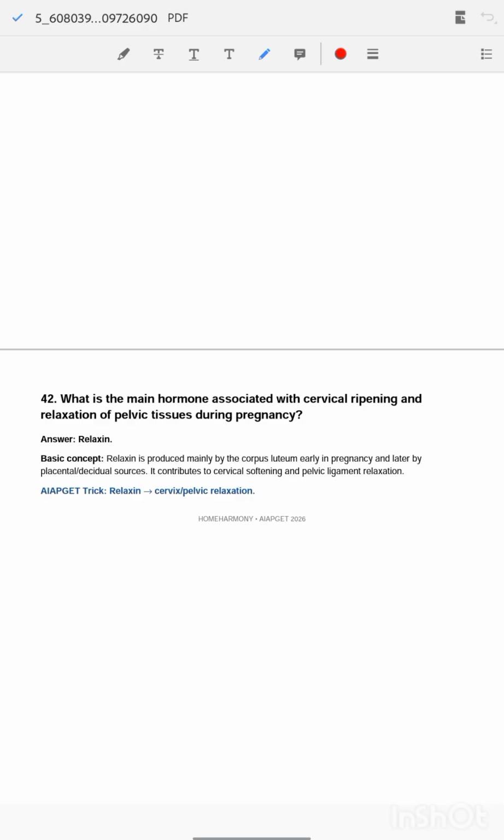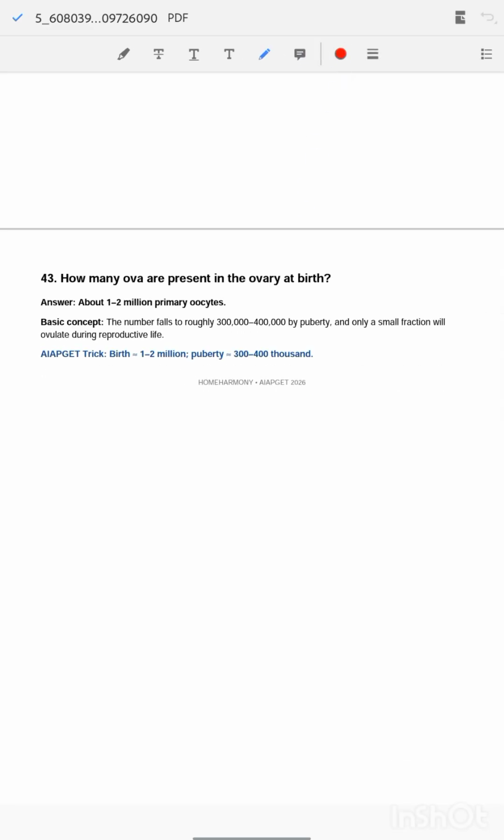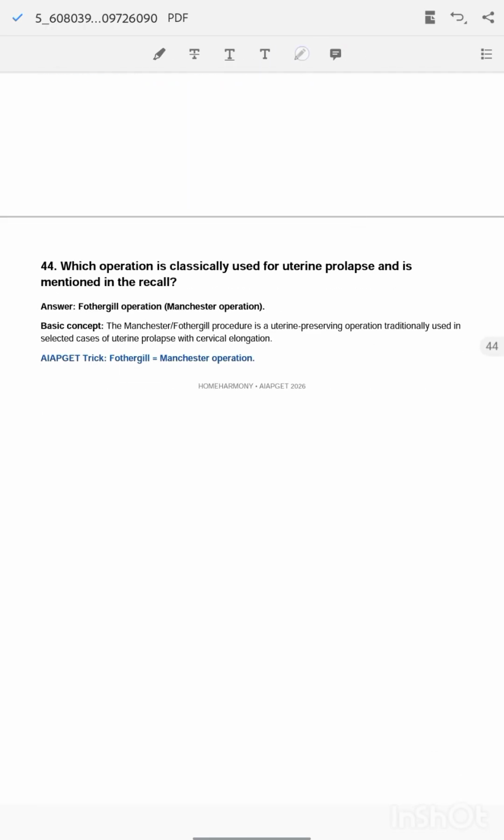What is the main hormone associated with cervical ripening and relaxation of pelvic tissue during pregnancy? It is relaxin. How many ova are present in ovary at birth? So at birth we have 1 to 2 million primary oocytes. Which operation is classically used for uterine prolapse? We use Manchester operation or Fothergill operation for uterine prolapse.